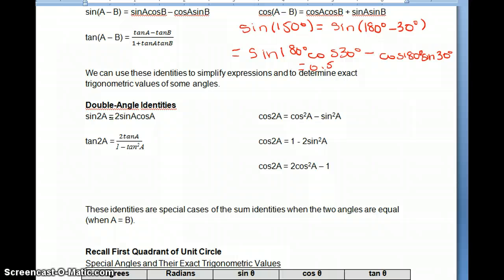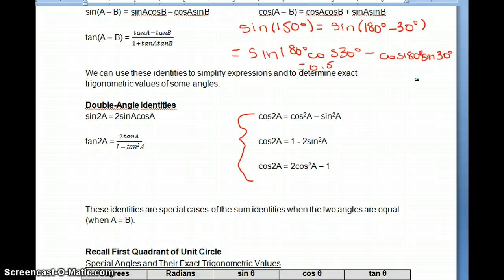And that can be written as 2 times sine of A times cosine of A. Here we have tan of 2A, and that is 2 tan A, all divided by 1 minus tan squared A. Now here we have three different forms of the cosine of 2A. These will all give you the exact same value. It's just whatever you need it for.